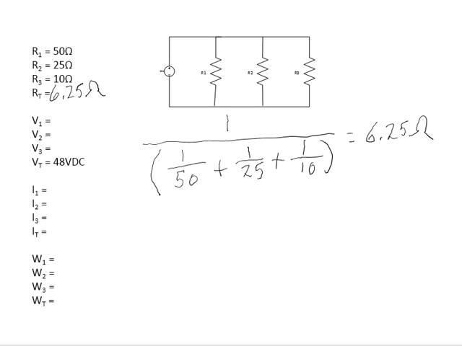Now, one of the rules for a parallel circuit is that your total circuit resistance must be less than the smallest branch resistance, and we do meet that criteria because 6.25 is smaller than 10. Another rule for a parallel circuit is that the voltage is going to be the same across every branch, so we can go ahead and fill out these values with the 48 volts applied voltage.